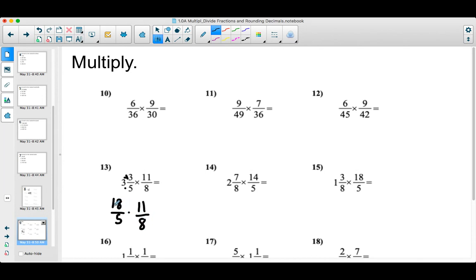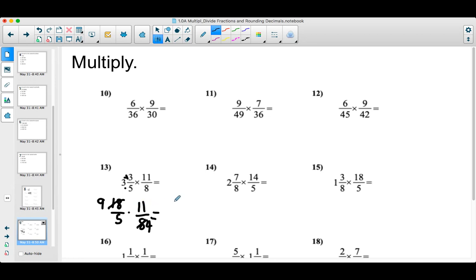So when I multiply this across, well, these are some big numbers. I'm kind of worried about that. But you know what? 18 and 8 are both divisible by 2. So if I say, let's take out that. 18 divided by 2 is 9. 8 divided by 2 is 4. Are those easier numbers to work with? I think so.